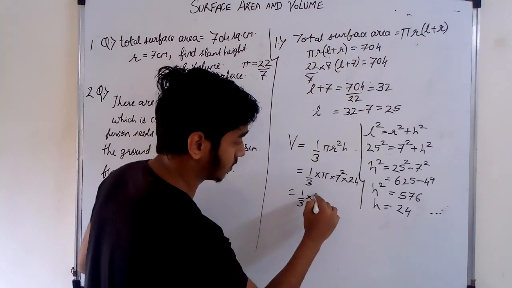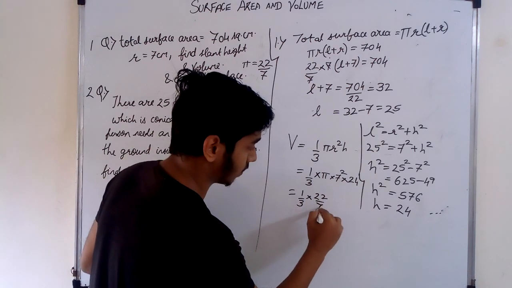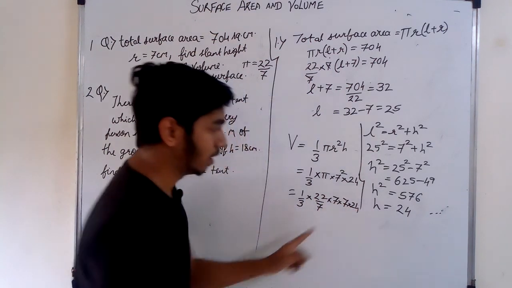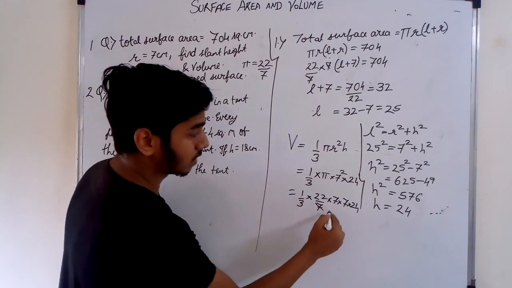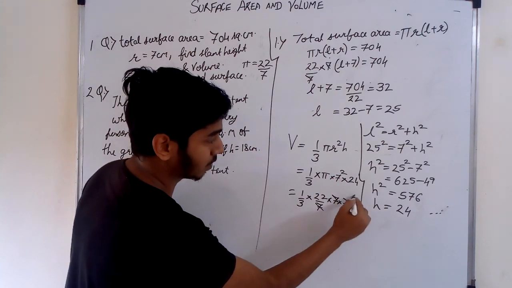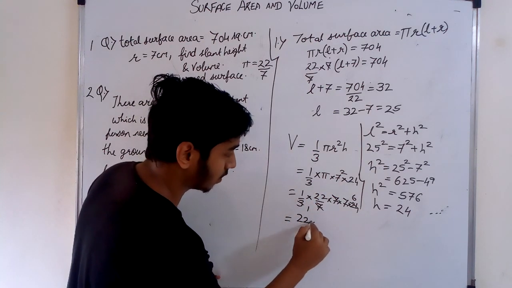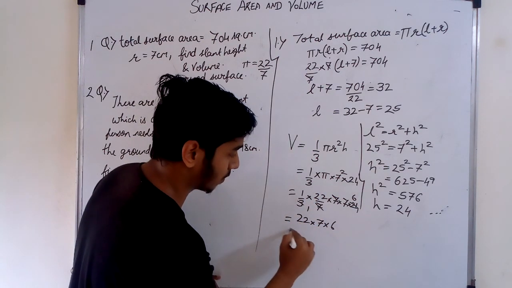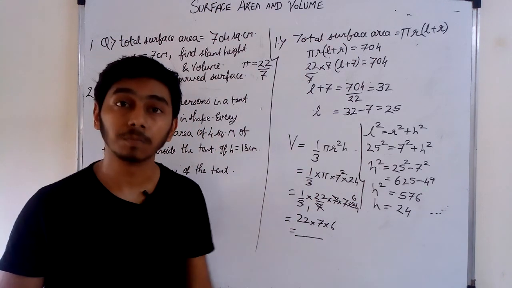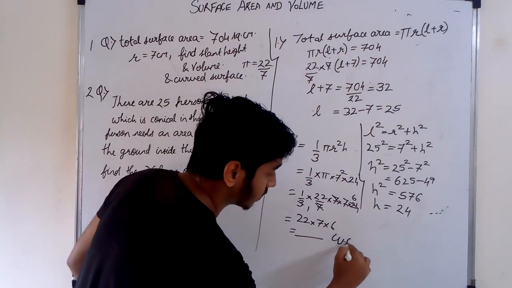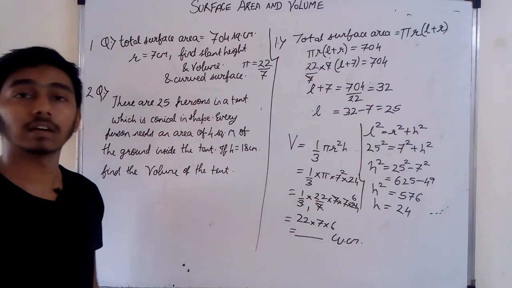1 by 3 pi is 22 upon 7 into 7 into 7 into 24. Because 7 square, 7 7 gone, 24 by 3 is 8, this is once, 22 into 7 into 8. So multiply this, you get the volume, okay, that will be given in cubic centimeter.